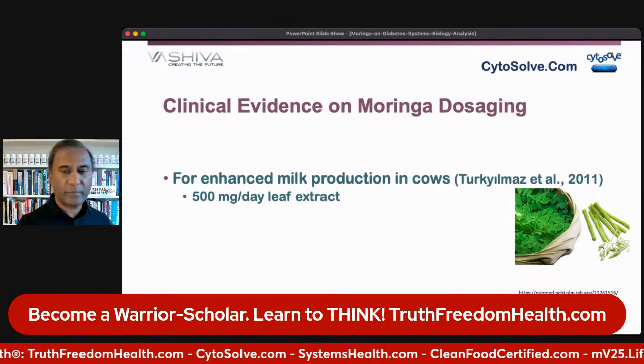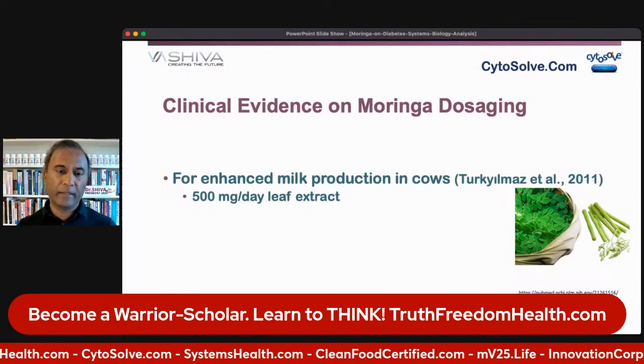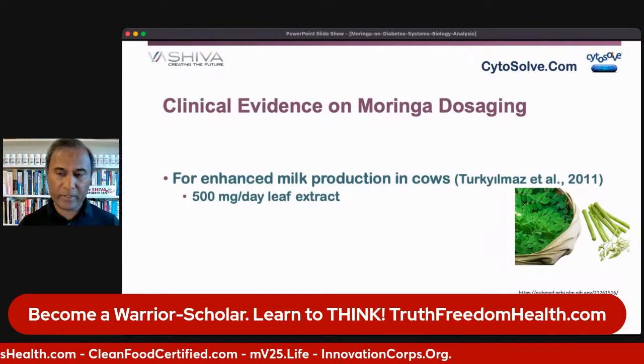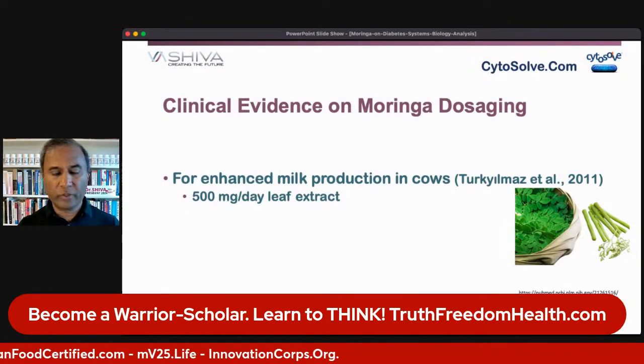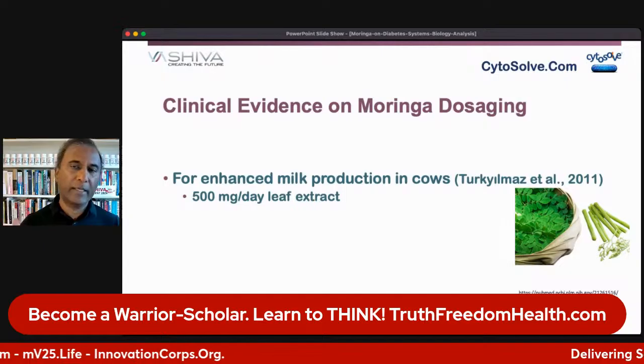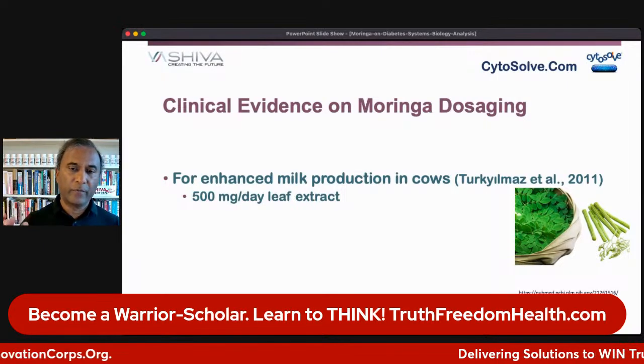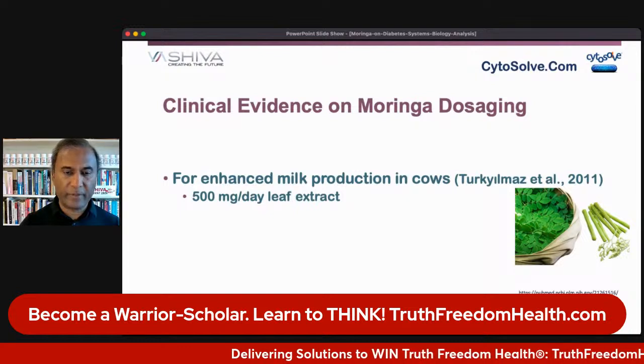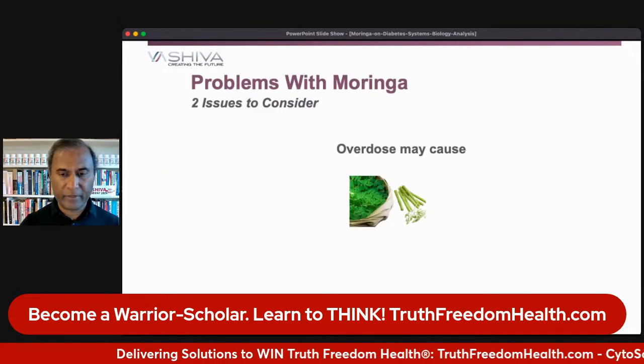The properties of Moringa, we'll do a whole thing on this later on. It also supports milk production, lactation in cows. And that's Turkey's Maz et al. in 2011. And this is why in traditional cultures, they would feed the Moringa leaves to the cows. In this case, it's about 500 milligrams per day of the leaf extract.